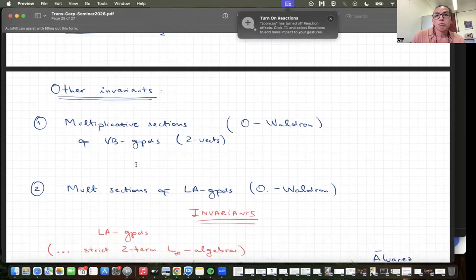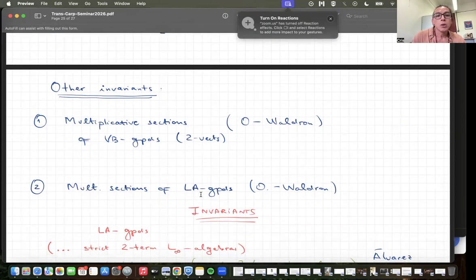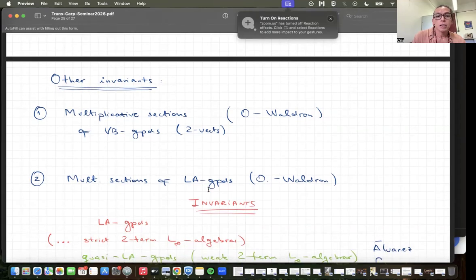And if you look at vector bundles with additional structure, for instance the structure of a Lie algebroid, in the groupoid setting this is called an LA groupoid. The two-vector space of multiplicative sections is also Morita invariant, and it is an example of a two-term L-infinity algebra, which is strict.